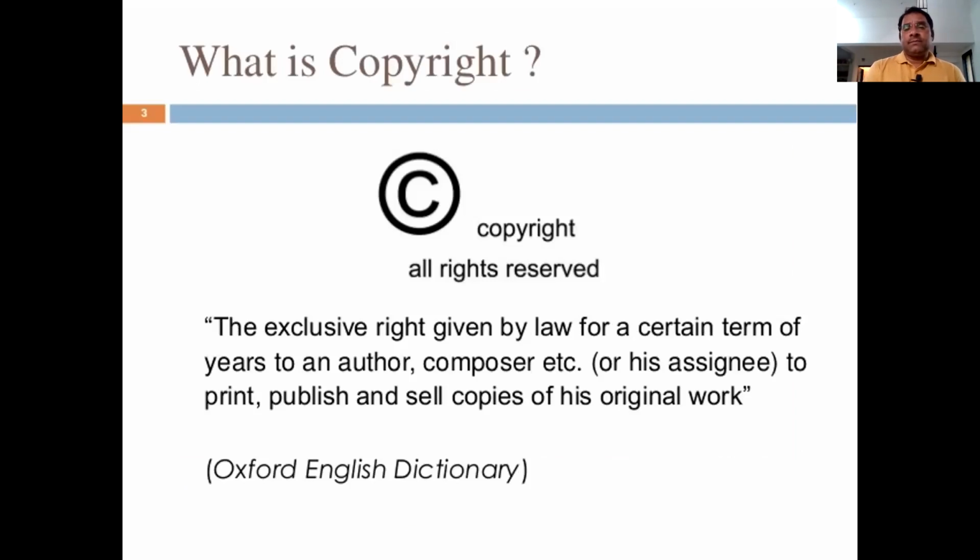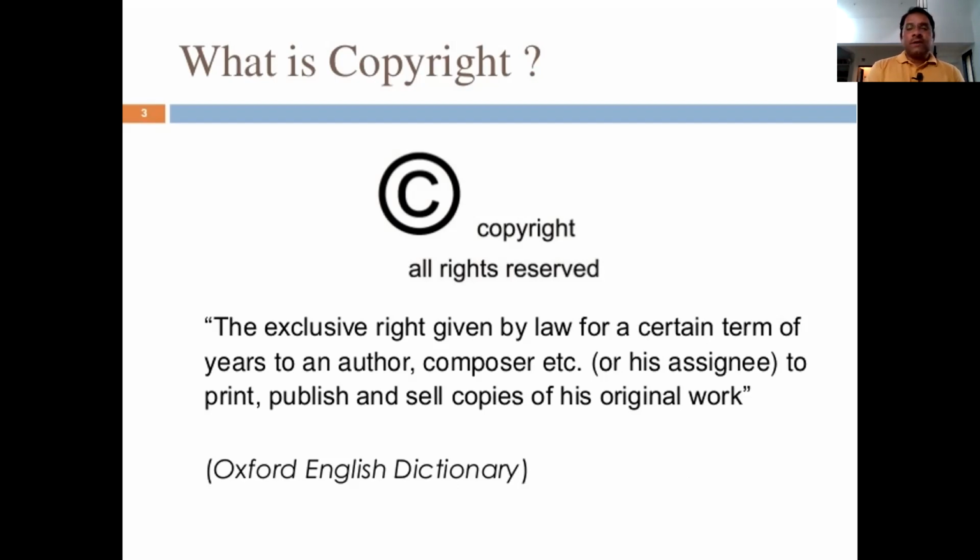Now, what is copyright? You must have already seen on a particular book, inside the inner page of any book, or in any written work, a symbol C written in a circle. What is the meaning of that? It means that all the copyrights in that particular work have been reserved. Reserved in the sense that the author of this particular matter is the owner of this particular work.